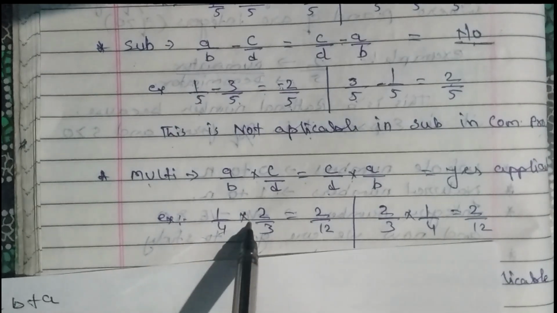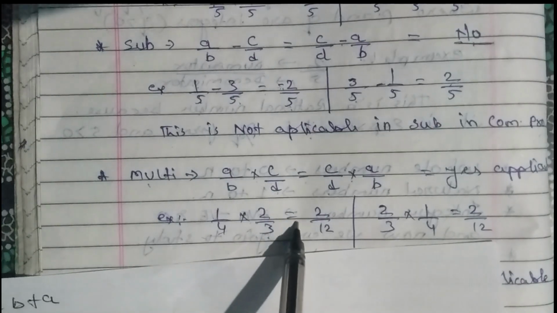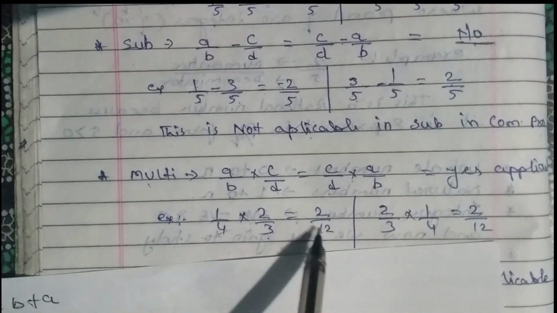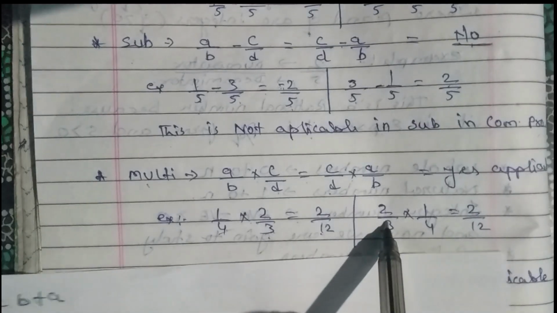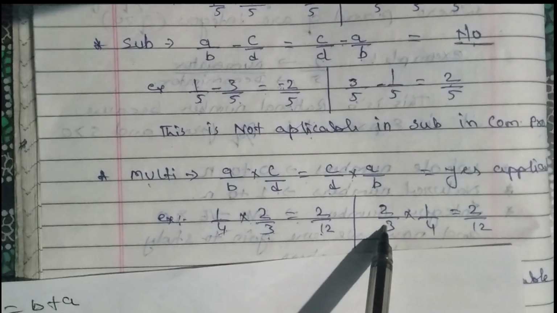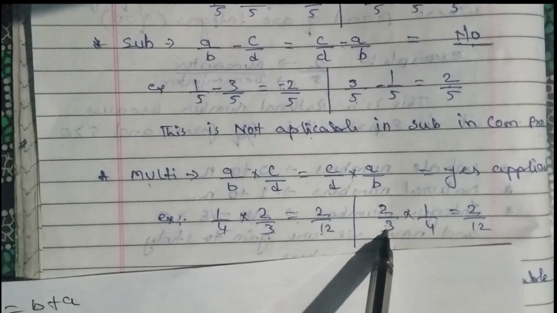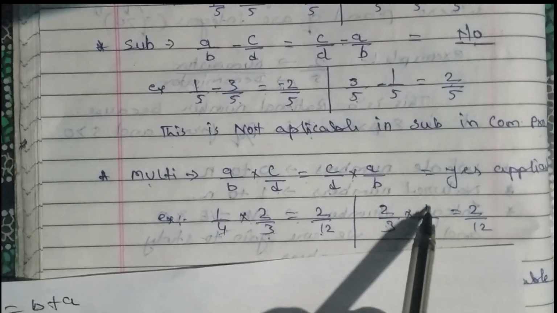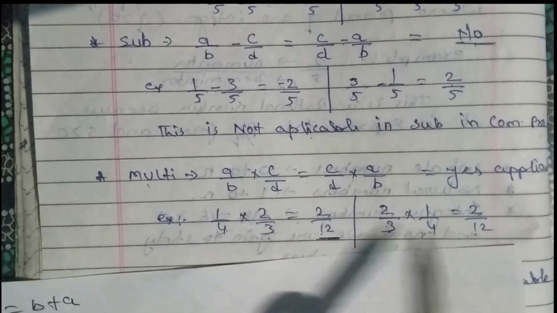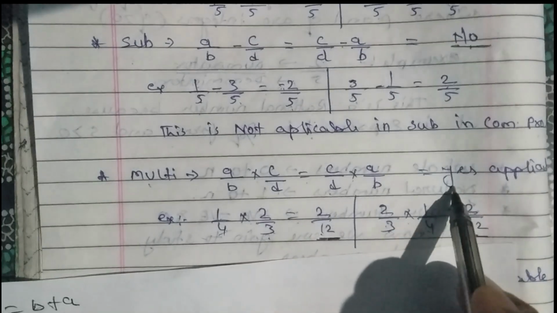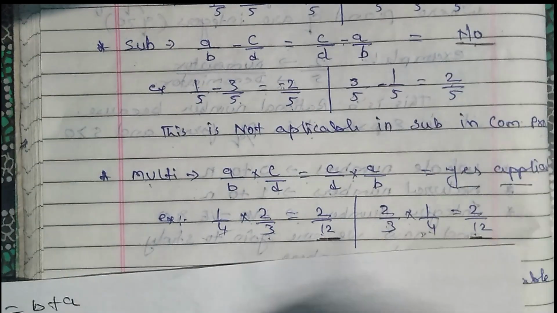1 upon 4 multiplied by 2 upon 3 is equal to 1 2s are 2 and 4 3s are 12. Now by changing the positions of the numbers, as you can see, c upon d, 2 upon 3 multiplied by 1 upon 4, 2 1s are 2 and 3 4s are 12. Here both the answers are the same, so we can say that yes, multiplication in commutative property is applicable.